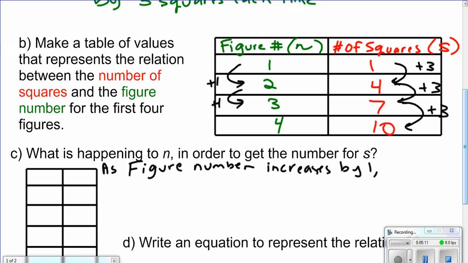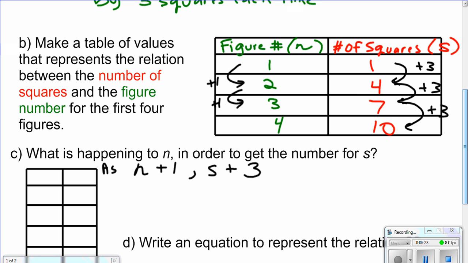So as figure number n increases by 1, s, the number of squares, increases by 3. So then we need to think of, well, what pattern did they use? And so we know that we're going up by groups of 3, so increasing by multiples of 3.